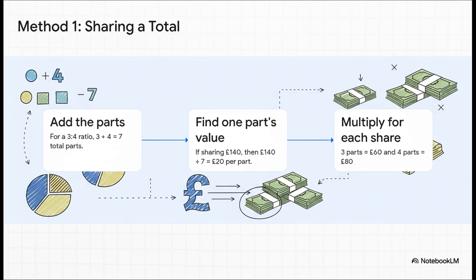For example, let's say you're splitting 140 pounds in a 3 to 4 ratio. The very first thing you do is add the parts together to see how many there are in total. So 3 plus 4 is 7 total parts. Then you divide your total amount, that's 140 pounds, by those 7 parts. That tells you each part is worth 20 pounds. And from there, it's easy. 3 parts is 60 pounds, and 4 parts is 80 pounds.